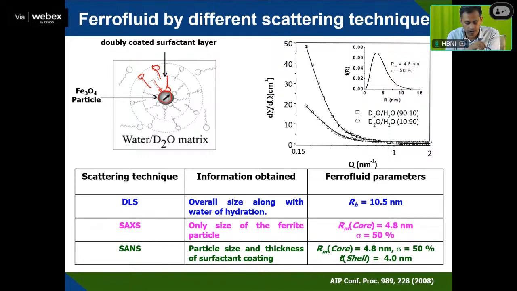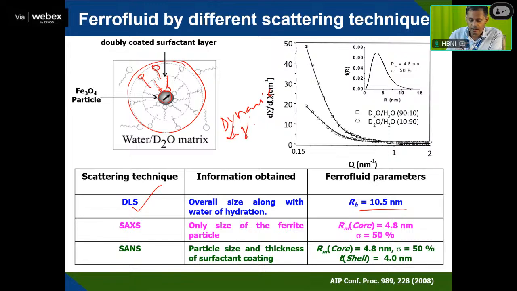So that information you have from DLS, the overall size. DLS will give you the whole size, so you will be able to measure the hydrodynamic diameter. That is about 10 nanometer by dynamic light scattering, that is DLS, which is used for hydrodynamic diameter size measurement. But you can complement that data with the SAXS and SANS study.